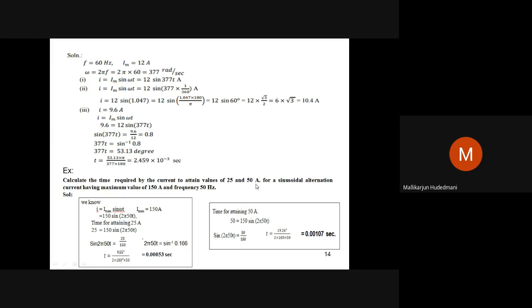Similarly, I have done 50. 50 equals 150 sine 2 pi 50 into t. When is that time? You can just see: 0.00107 seconds. Very simple. Equate it to the expression and get the value of time. So these are the simple examples we could see.